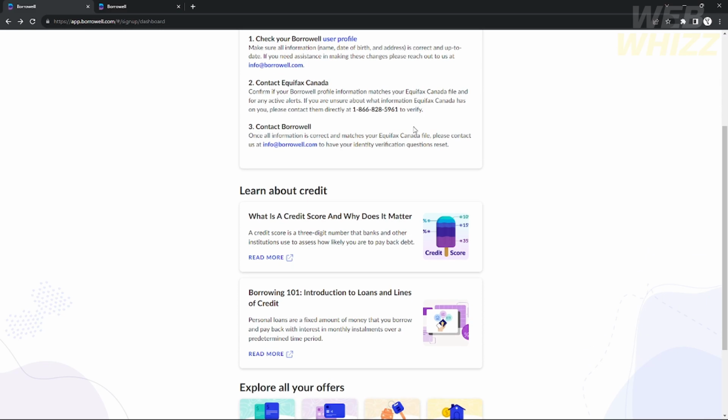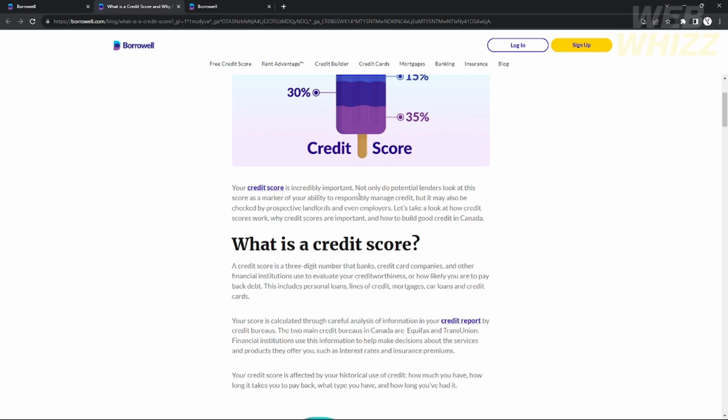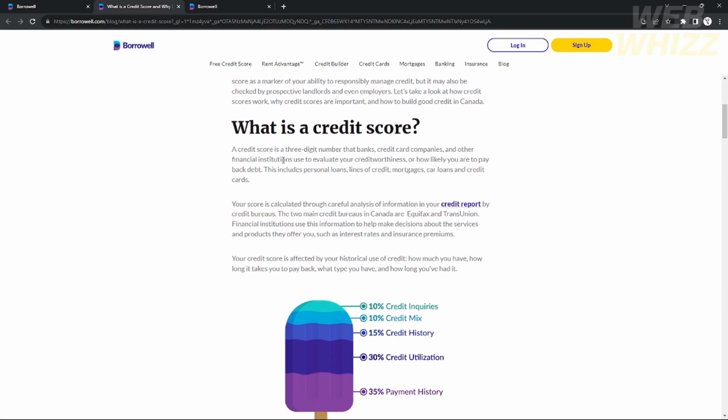For more information, what is a credit score and why does it matter? You can just click read more to get a neat understanding. A credit score is a three-digit number that banks, credit card companies, and other financial institutions use to evaluate your creditworthiness, or how likely you are to pay back your debts. This includes your personal loans, lines of credit, mortgages, car loans, and credit cards.